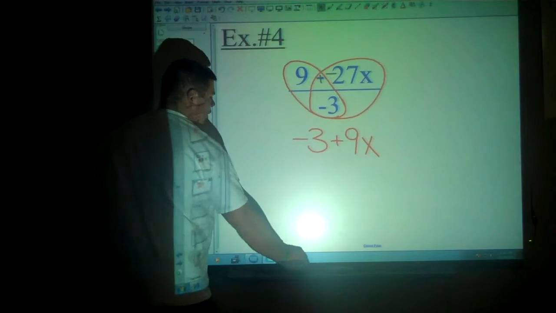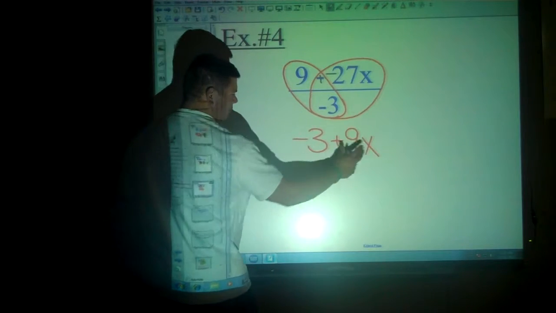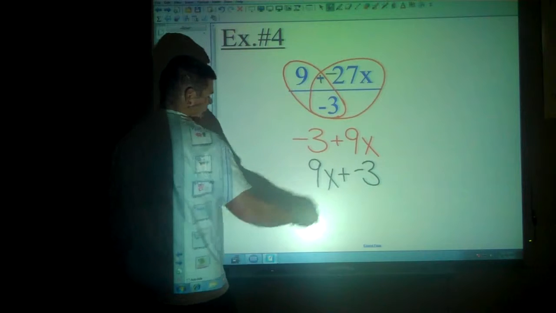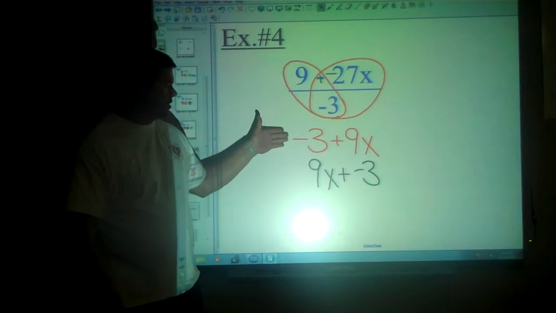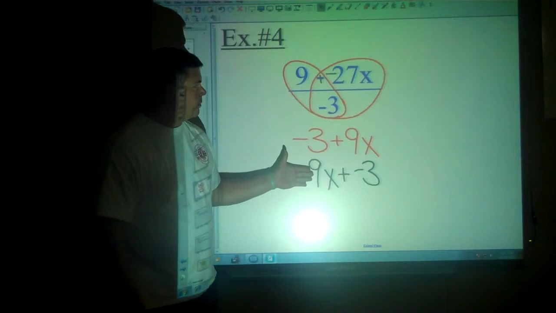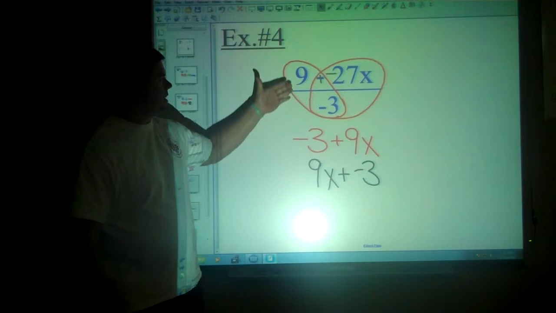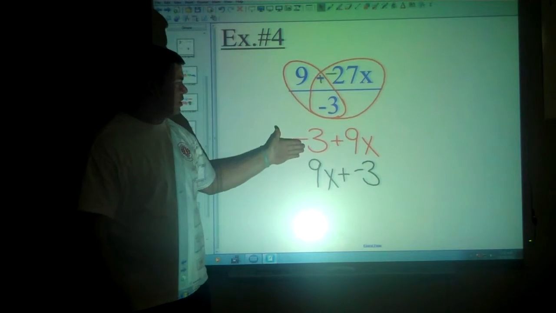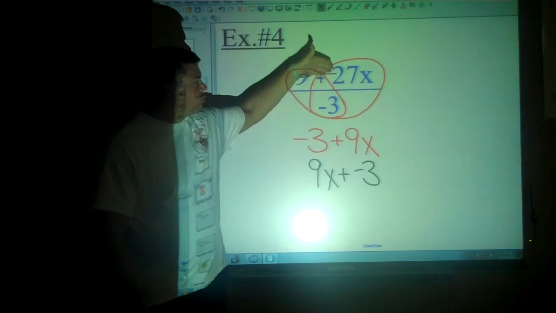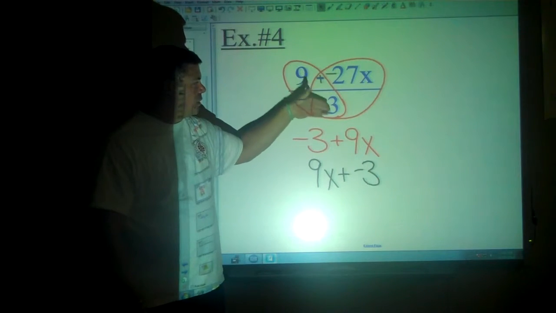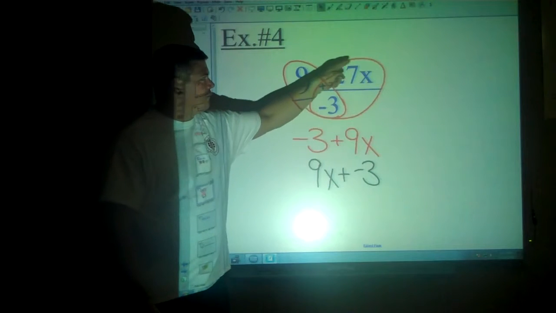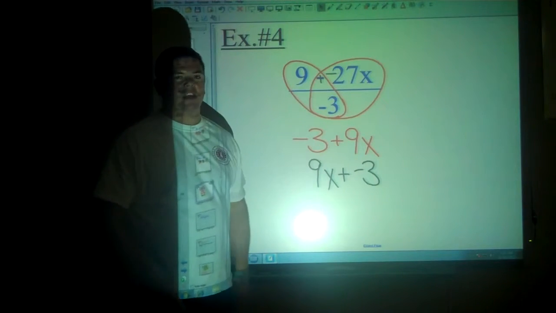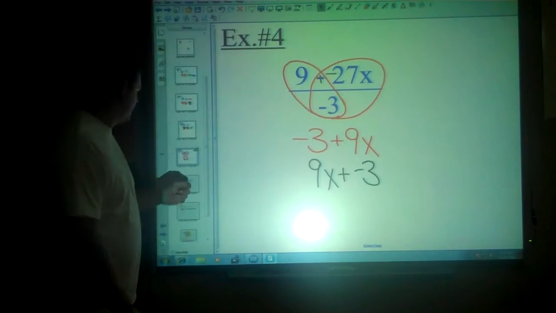We would typically put the variable expression part first. So we would say 9x plus -3 or 9x minus 3. So this isn't wrong. We just prefer to have the variables first. So again, recap this. This is not 9 minus 3. This is 9 divided by -3, which produces -3. This is -27 being divided by this -3 to produce a positive 9x. Don't forget your variable, and don't forget to watch your signs. Biggest mistakes are signs and variables.